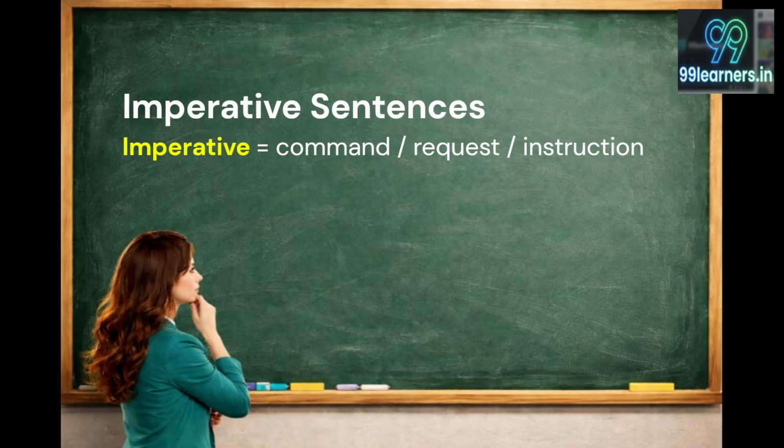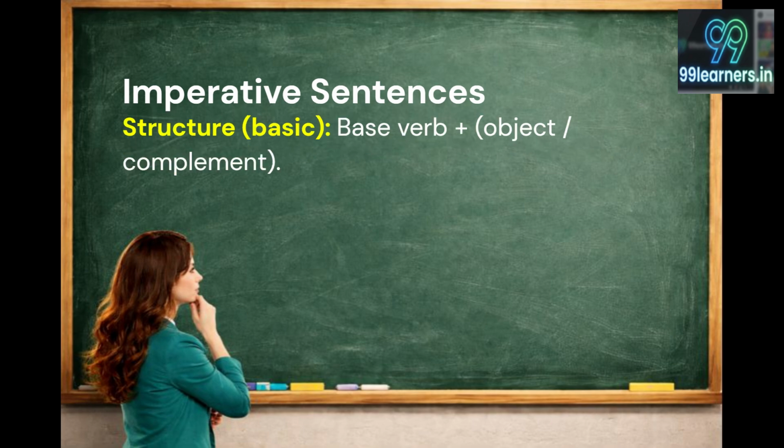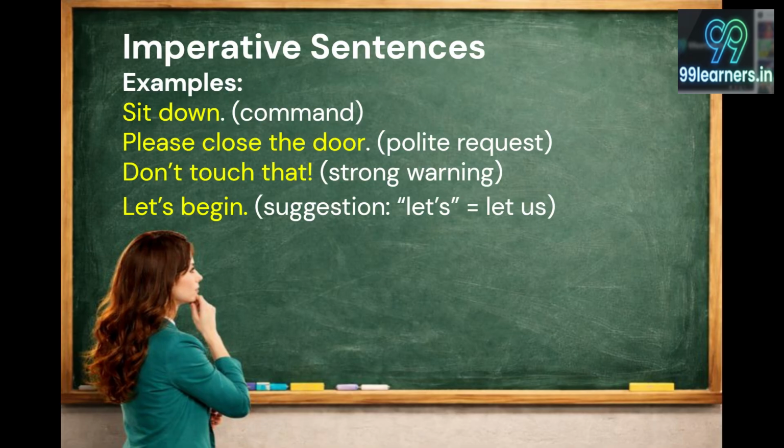2. Imperative sentences. An imperative sentence gives a command, makes a request, or offers advice. The subject is often hidden. It's usually you. Structure: basic, you, plus base verb plus object or complement. Punctuation: usually ends with a period, but can end with an exclamation mark for strong commands. Examples: Sit down. Command: Please close the door. Polite request: Don't touch that. Strong warning: Let's begin. Suggestion: let's equals let us. Imperatives can be soft, please pass the salt, or strong, stop. The subject you is understood.